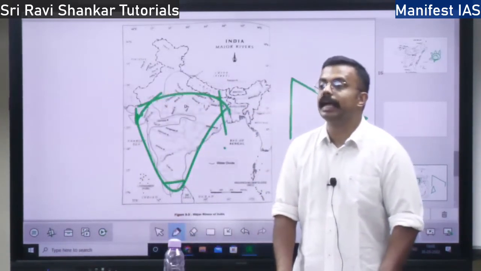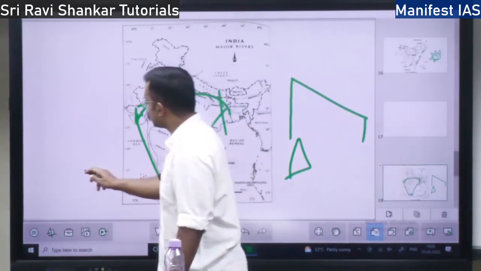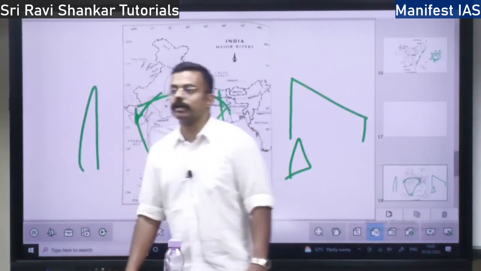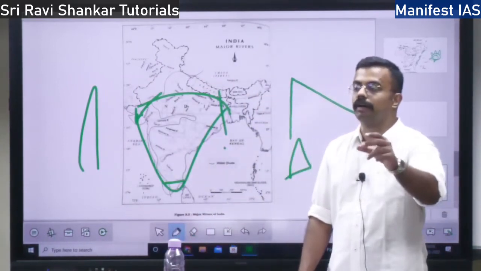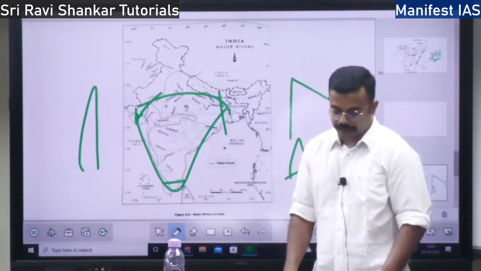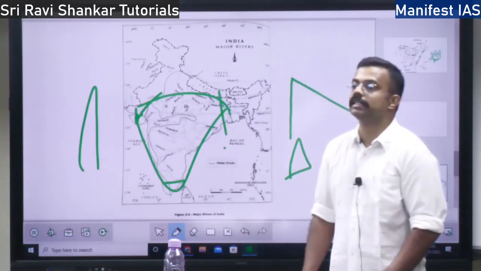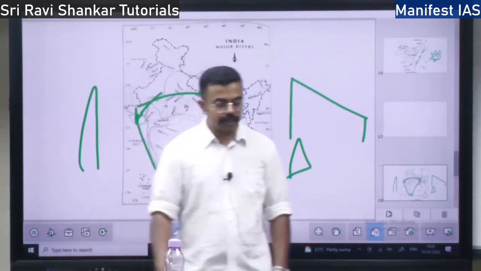Then there will be dikes. Dikes I have discussed in the volcanic forms. Dikes are vertical forms; when the lava gets solidified in the vertical position, they form the dikes. Then you also have the Amoki Hills in this region.